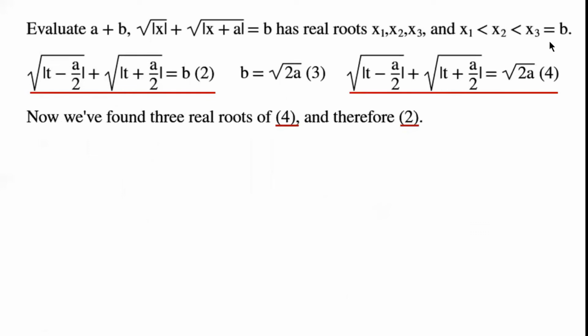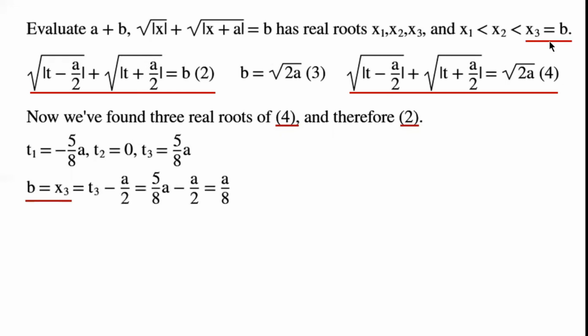Now we've found 3 real roots of equation 4, and therefore equation 2: t1 equals minus 5/8a, t2 equals 0, t3 equals 5/8a. b equals x3 equals t3 minus a/2 equals 5/8a minus a/2 equals a/8.